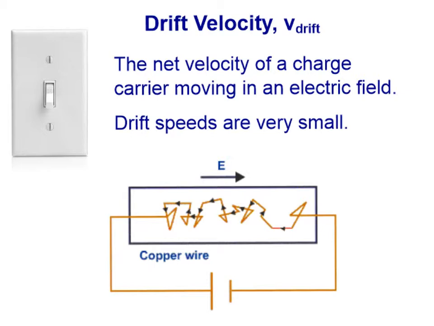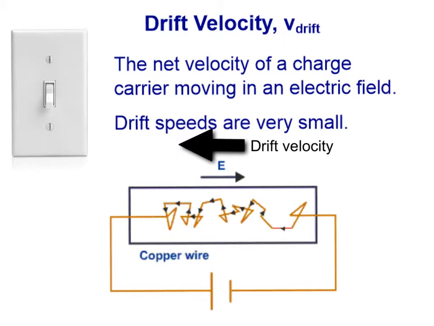The average energy gained by the electrons as they are accelerated by the electric field is going to be greater than the average loss of energy due to their collisions. So even though we have all these collisions going on inside the conductor, the individual electrons slowly do move along the conductor in a direction opposite to the electric field. The term that we use to describe the net velocity of a charge carrier moving in an electric field is called drift velocity.